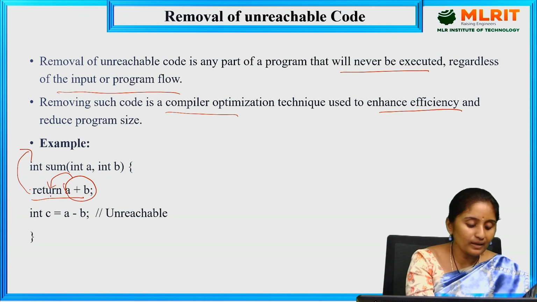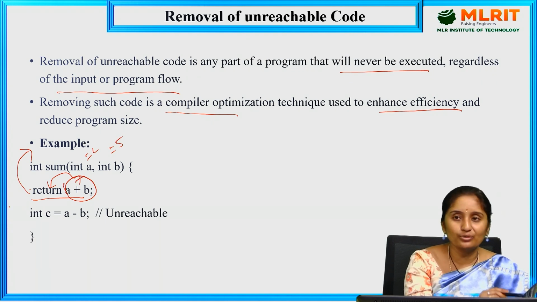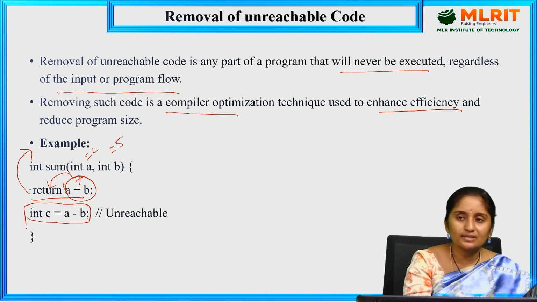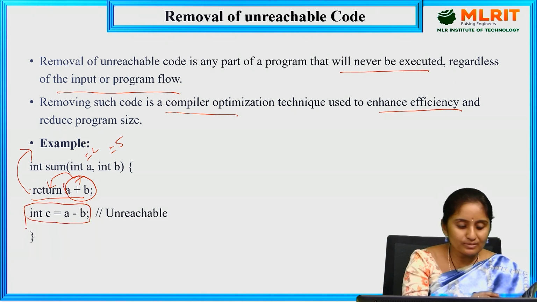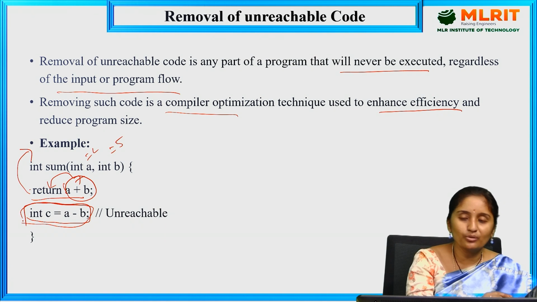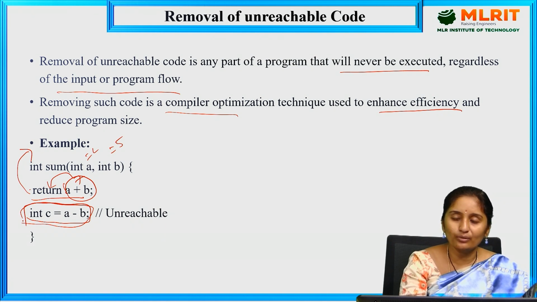Suppose a equal to 2 and b equal to 5. So return a plus b is 5 plus 2, which is 7. The value 7 is returned to the main program. So the statement int c equal to a minus b is not at all executing. Once it goes to the main program, execution continues there, but still int c equal to a minus b is not going to be executed.